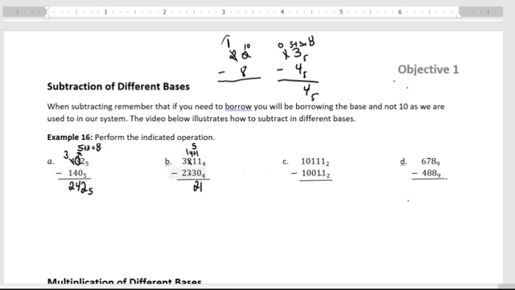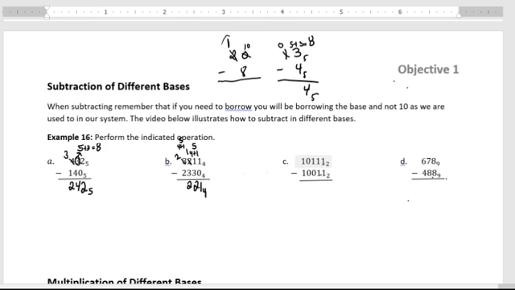And then we have 1 minus 3. We cannot do that. So we're going to borrow. And we're borrowing 4. So there is this 4 plus the 1 is now going to be a 5. So 5 minus 3 is going to be 2. And we have base 4.